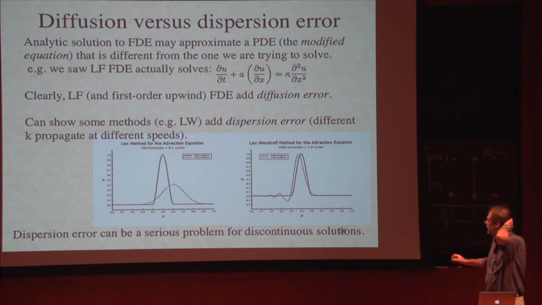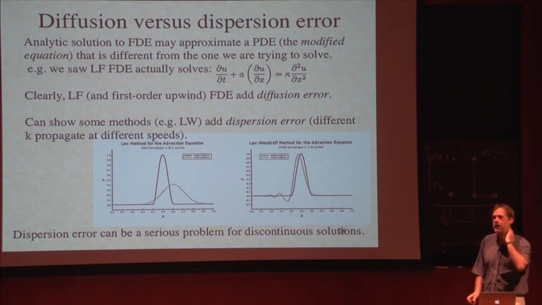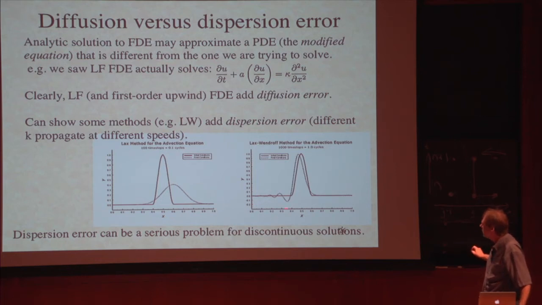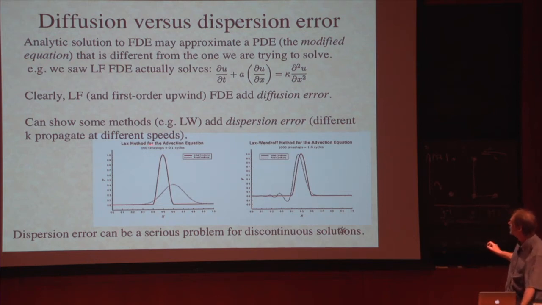Diffusion error is acceptable. Dispersion error needs to be avoided at all cost. Diffusion error can be controlled. Dispersion error is sort of fatal. It'll make your code have very bad properties and should be avoided. And so I'm only going to discuss methods which actually fundamentally only have diffusion error.